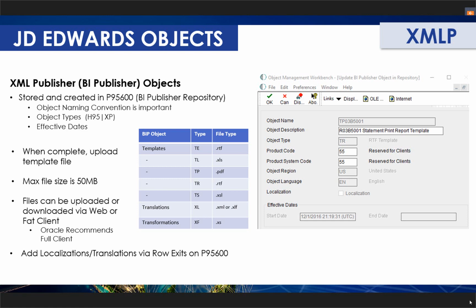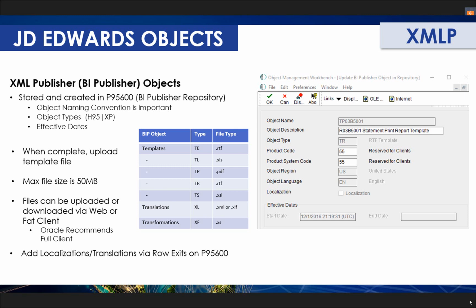The first step that Rain mentioned, you're going to need to create an XMLP or a BI Publisher template or BI Publisher object. You can create these via the web or a fat client. I always use the full client for this, and you can either do it via the BI Publisher repository, which is the P95600, or you can create it standalone by adding an object when you're in OMW and selecting the XML Publisher object.